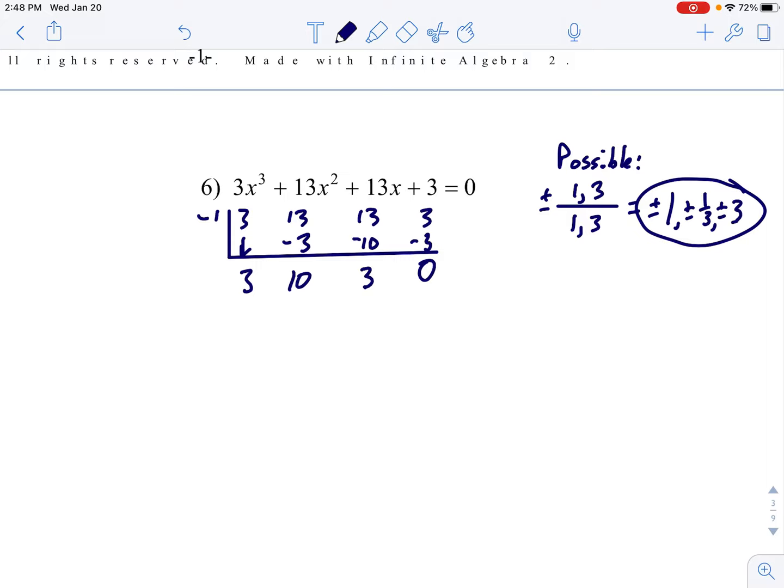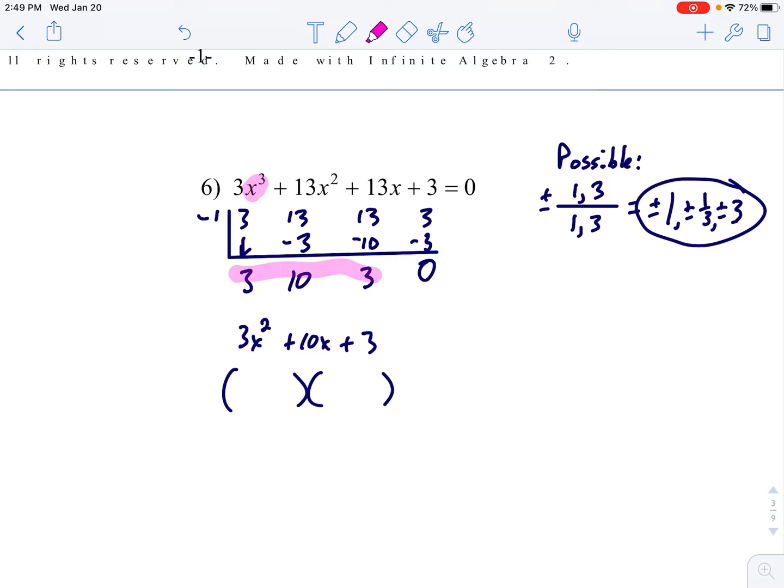Now, here's another thing. I can keep going with the synthetic division. I can try -1 again because multiplicity happens. I can try -1/3, or I can try -3. And eventually I'll get answers. But here's another option. So this was originally x to the 3rd power. You could write this as 3x squared plus 10x plus 3, and then factor it if you want to. I mean, if you like factoring, you can do this. You don't have to do synthetic division.